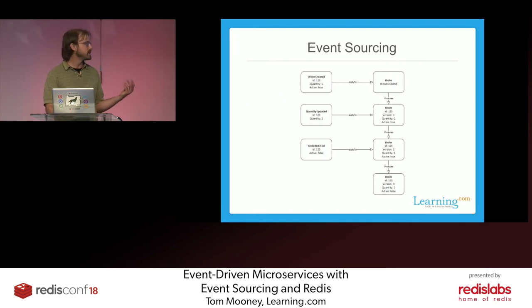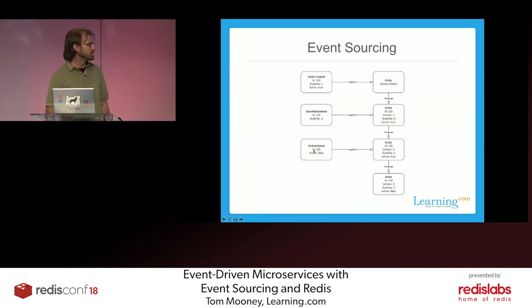So, say for example you have an order. It's got a lot of different things that can happen to it. So you create an order, and then in your event store, you're creating a new empty order object. Then you have a quantity updated event that's fired. You're storing that, applying it to your empty order with a quantity of 0. Now you end up with an order with a quantity of 2.